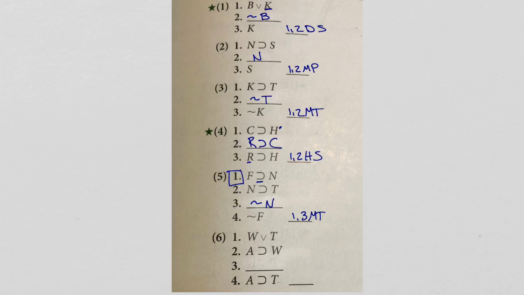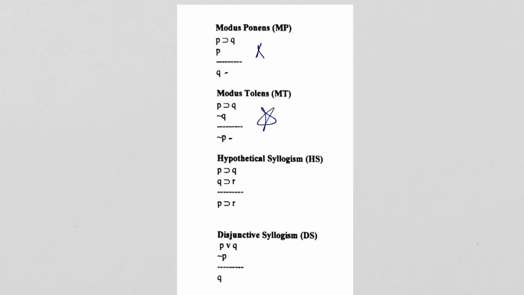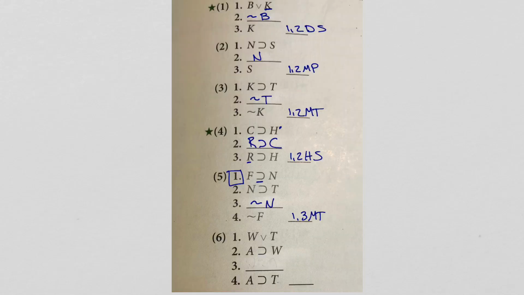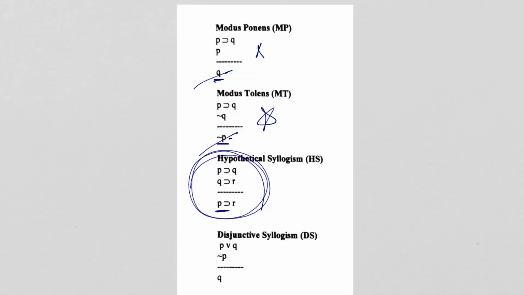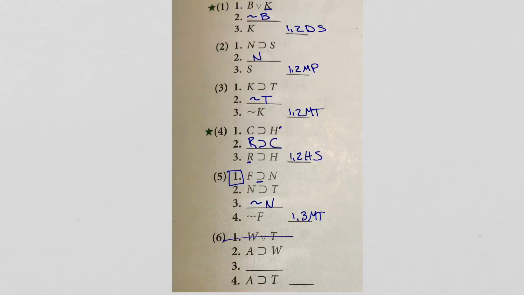Okay, so number 6, we have a W or T, if A then W, question mark. They want us to derive if A then T. Okay, let's look back here. This one, do you get a conditional statement? No. You get a conditional statement? No. You get a conditional statement? Winner, winner. Okay, so we know we're going to have to use hypothetical syllogism because right now we only have 4 rules and there's only one rule that will give us a conditional statement. Okay? So now we got to figure out what are we going to use. Well, if we look here, you get 2 conditionals and then you get another conditional. So we automatically know that one's not going to help us.